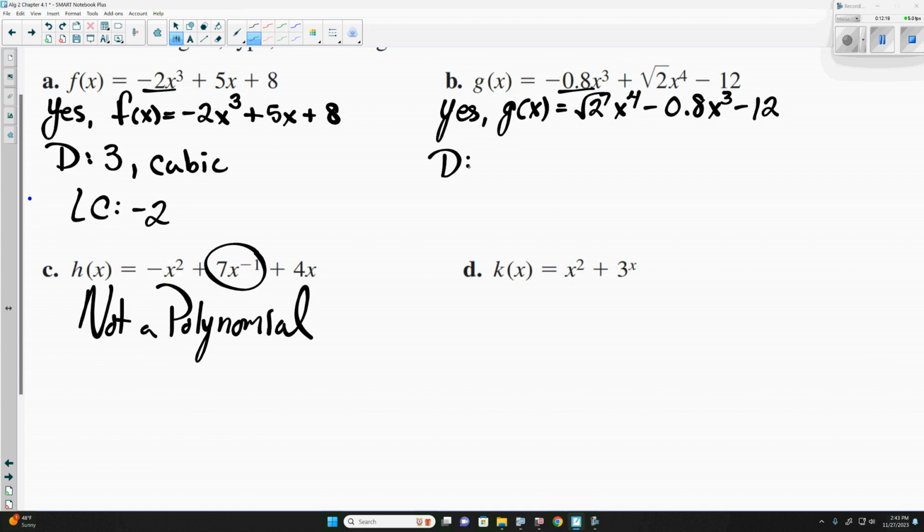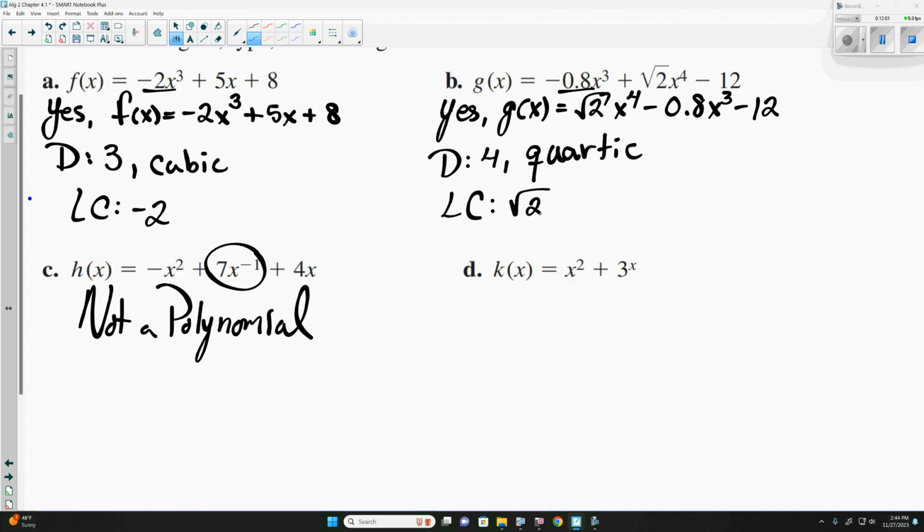The degree is 4. And this is a quartic. The type for this would be a quartic since it is a 4th degree polynomial function. Leading coefficient? Square root of 2. Because the leading coefficient is the number in front of the variable with the biggest exponent. And that's it.